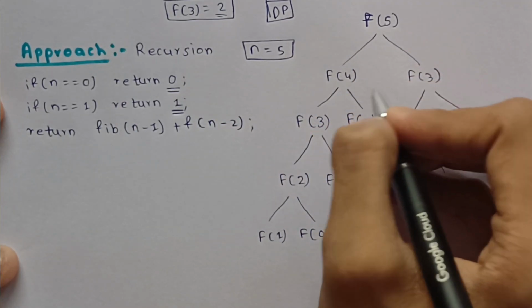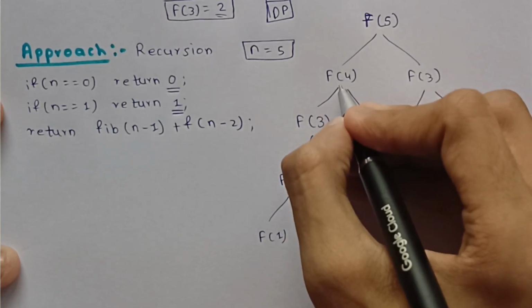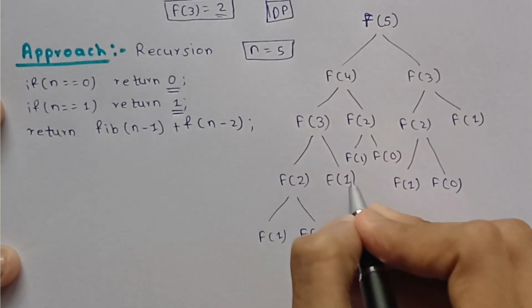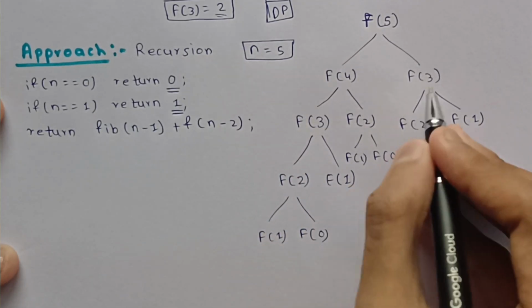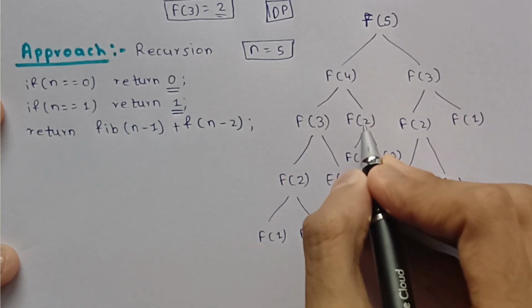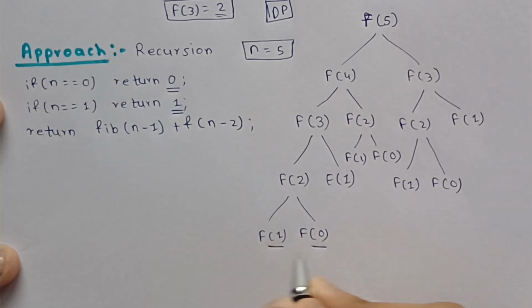Now what will we do? We will again call the same function. We are using recursion. So 4 is broken down into 3 and 2. Again 3 is broken down into 2 and 1, meaning n minus 1 and n minus 2. So it is broken down like this, up to 1 and 0. We know the value of 1 is 1 and 0 is 0.